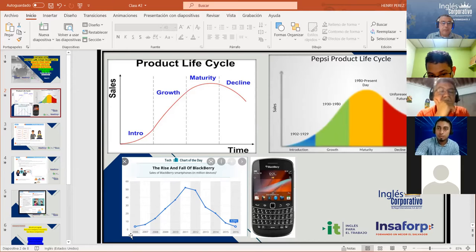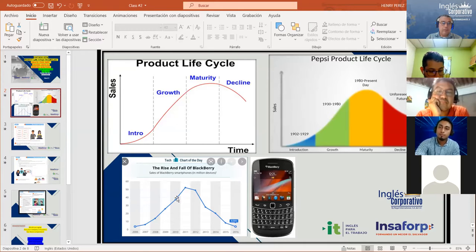The rise and the fall of BlackBerry sales of smartphones. In million devices, right? So let's begin. What happened in 2006, Carlos? In 2006, start the sales of the BlackBerry. Very good. After that, in 2007, start to grow the sales. To grow the sales. 2008, continues growing.